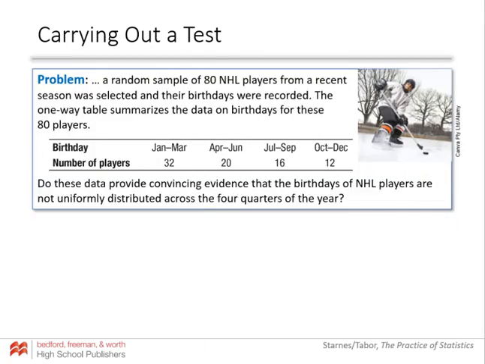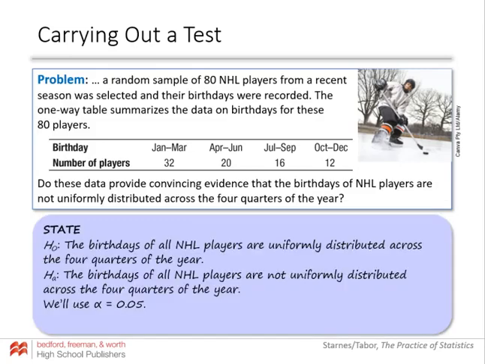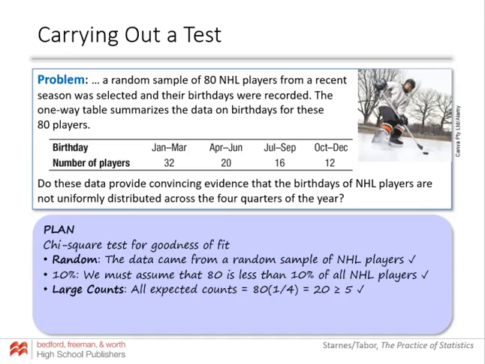All right, so the first thing we need to do is write our hypotheses. We assume the null hypothesis is that the birthdays are uniformly distributed across the 4 quarters, and our alternative is that they are not. They didn't give us a significance level, so we will just use 0.05. Okay, so for the plan, the test we're going to do is a chi-square test for goodness of fit. You need to make sure that you write that, especially if you're going to use your calculator for anything, so that we know what test you are doing.